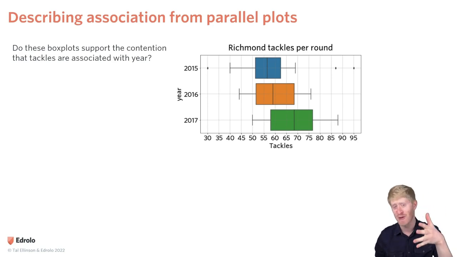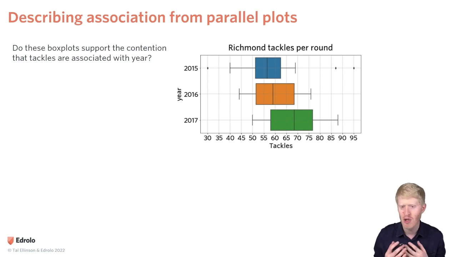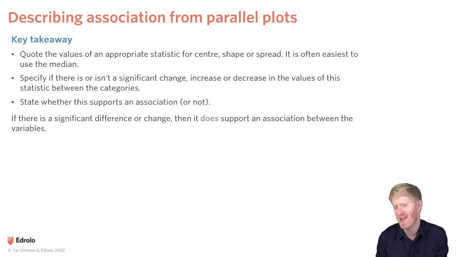I've added an extra year of Richmond's tackles here, 2016. What do you think about these box plots? Do they show a change in Richmond's tackling over our 3 categories of years, 15, 16 and 17? Now you might have an answer to that question.